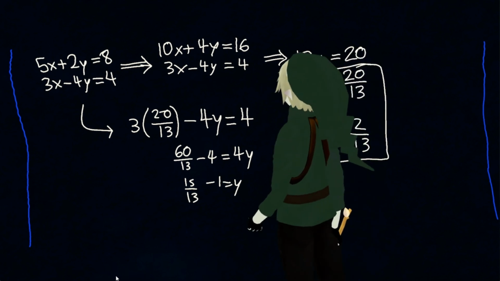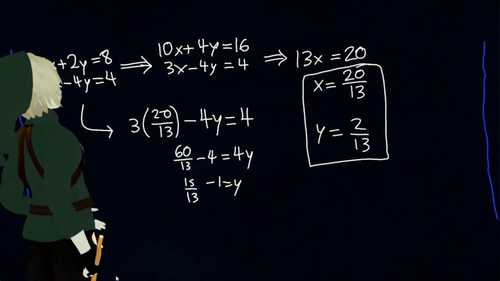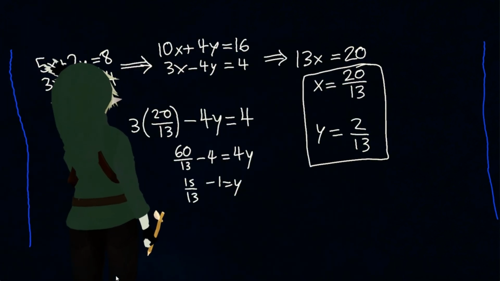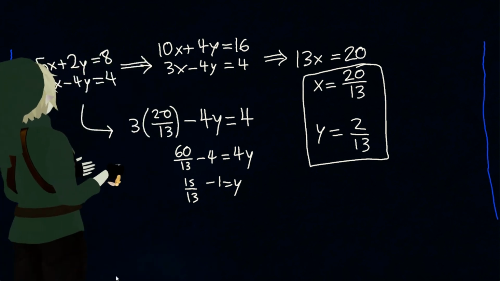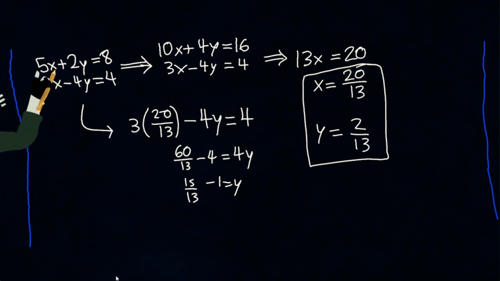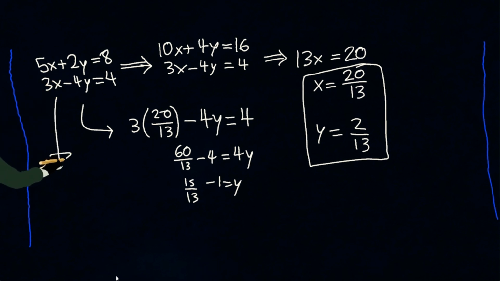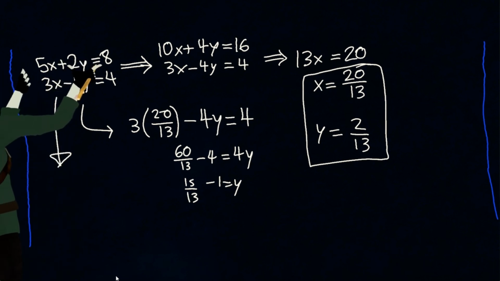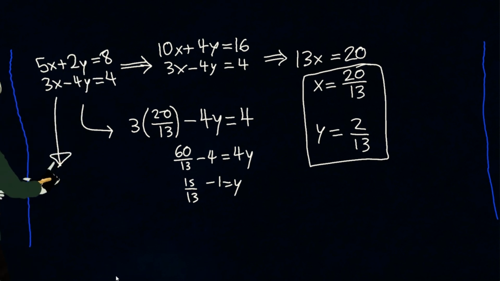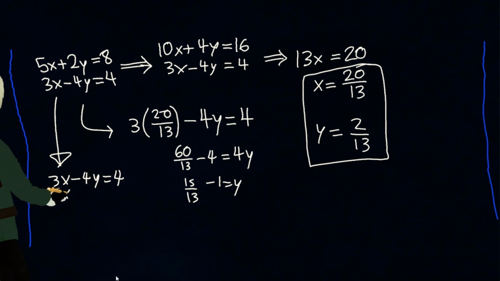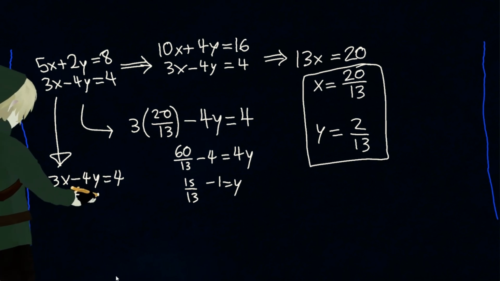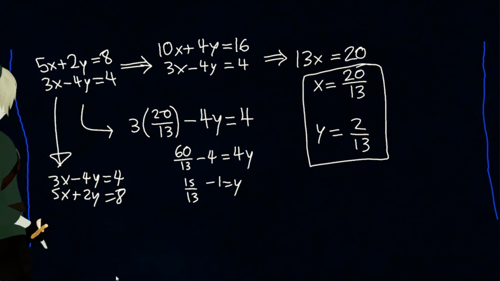And there you go. We just solved our system of equations using legal actions 1 and 3. Legal action 2 just means you swap places. Like legal action number 2 would be, oh, okay, well, I don't like the form of this, so I'm just going to swap places. 3x minus 4y equals 4. 5x plus 2y equals 8. That's literally legal action number 2.